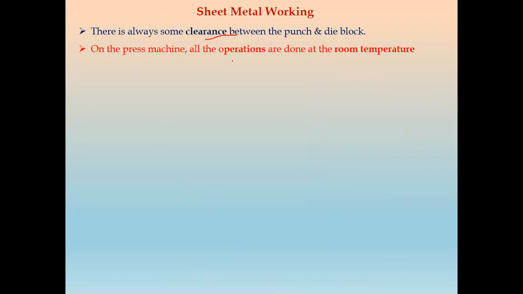Now on the press machine, generally all the operations are done at room temperature. So sheet metal working is also called cold metal working, because we are not heating the metal or material. At room temperature we make all operations and produce the final product or component from the press machine or press work.